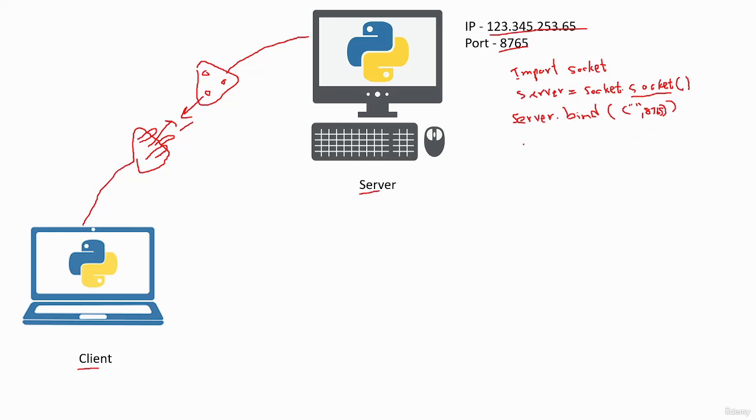8765. Now we have to use a method called listen, server.listen. Within the parentheses I can pass the number of parallel connections. Since there is only one client, I am not going to pass a number. Finally, we have to use a method called accept, server.accept. Now this method will be waiting for the connection from the client.